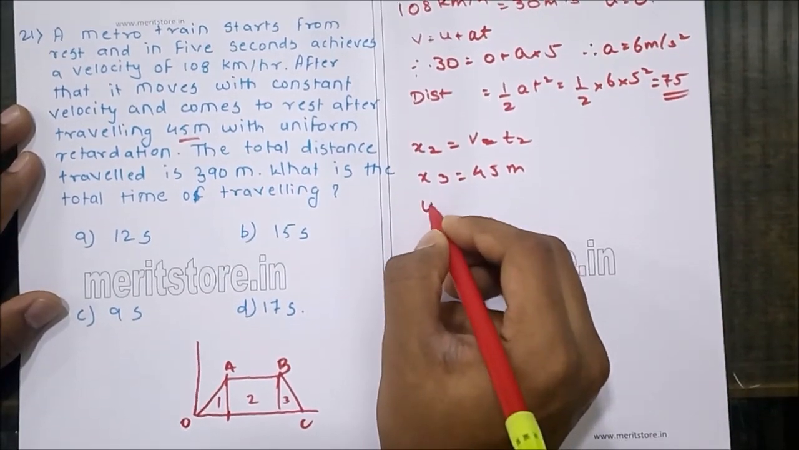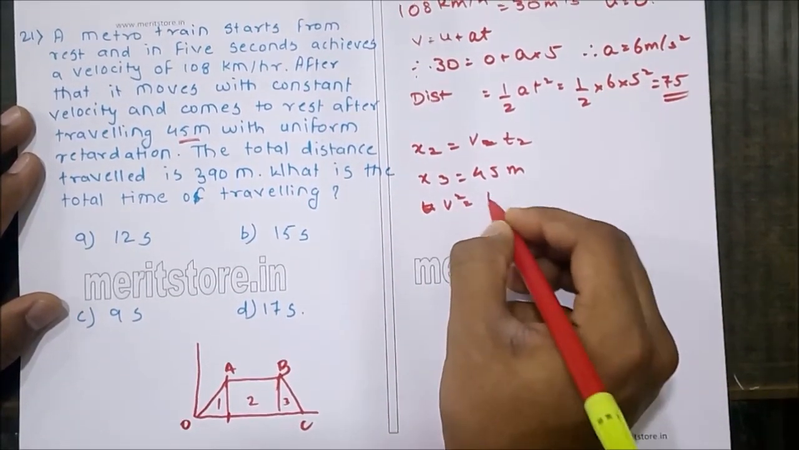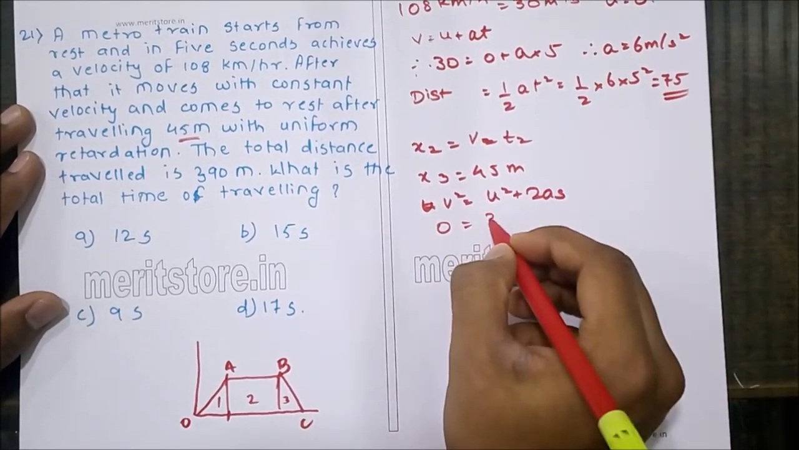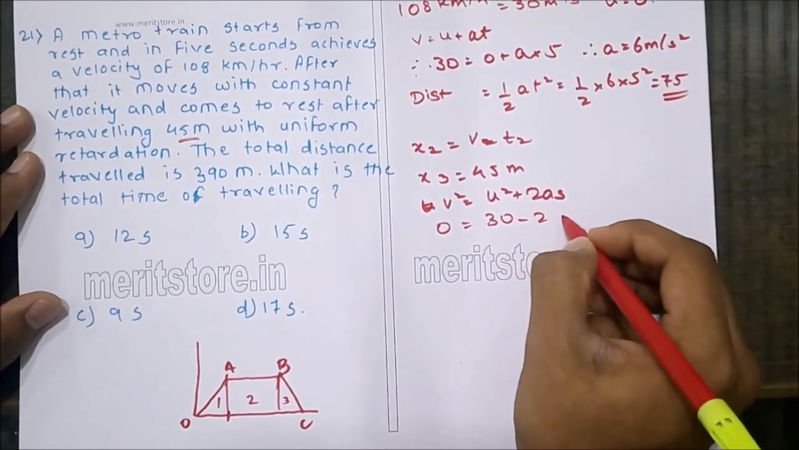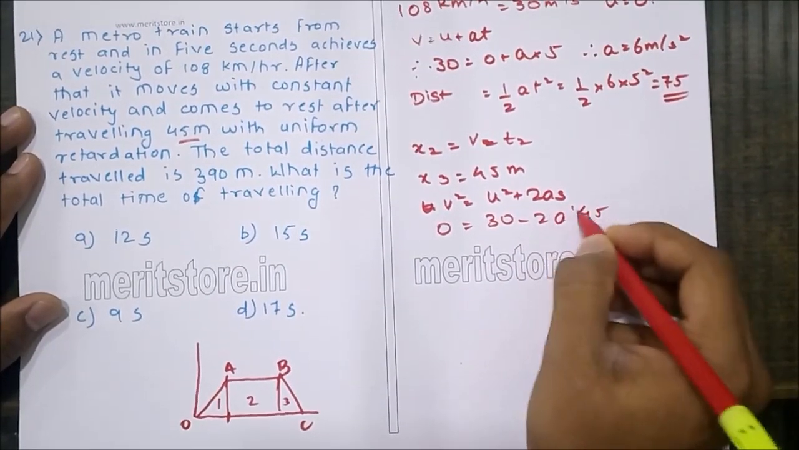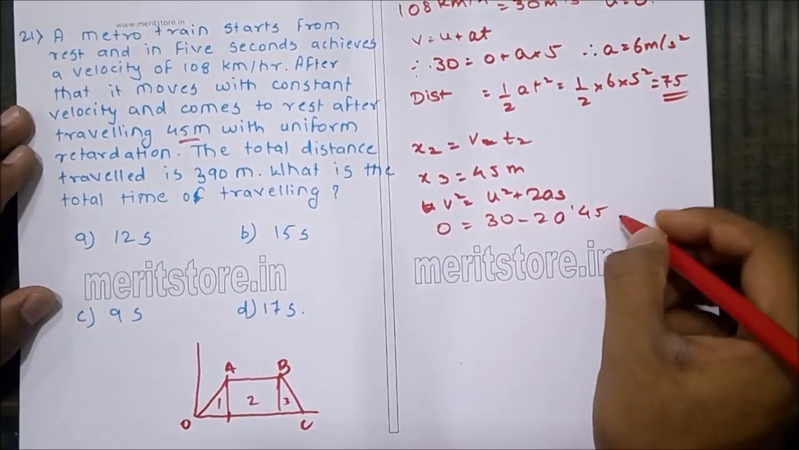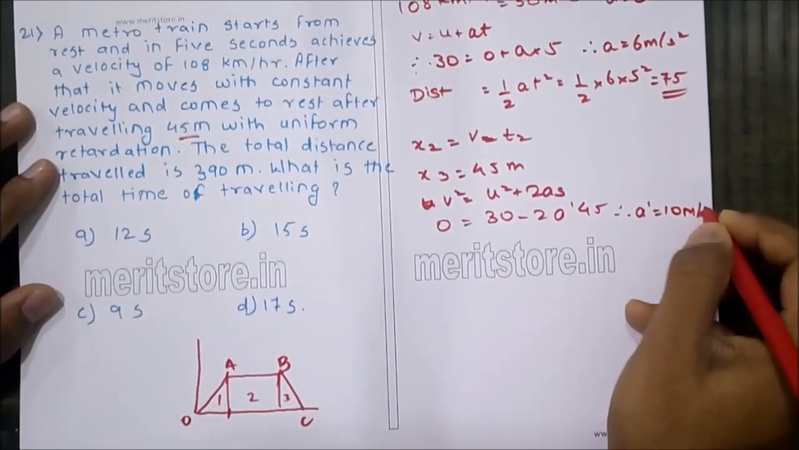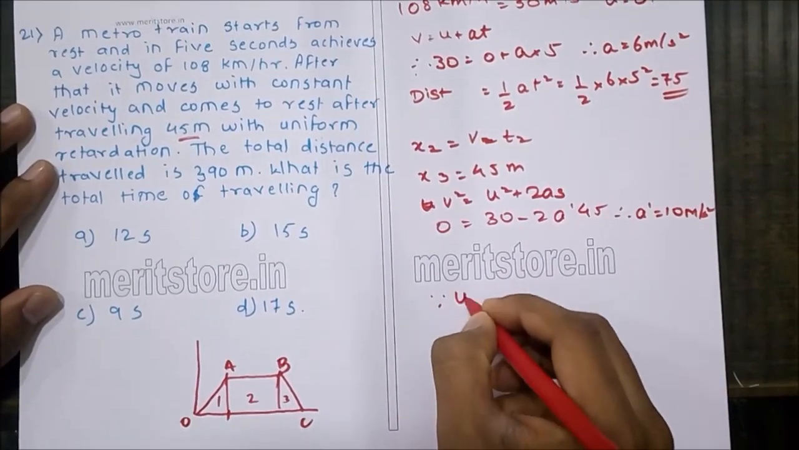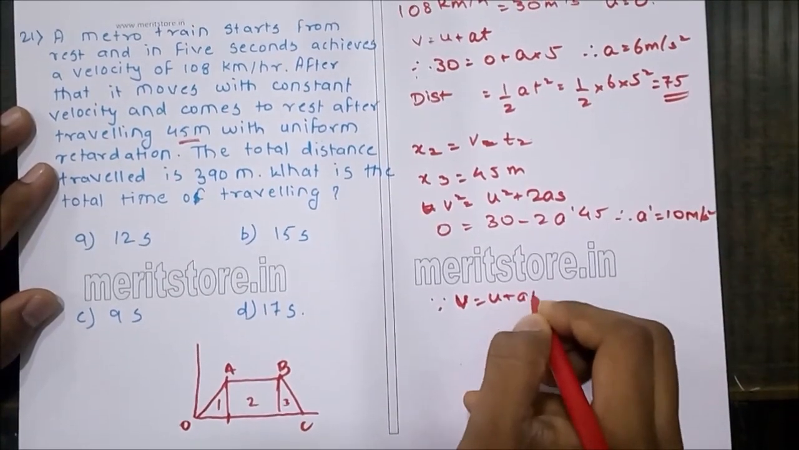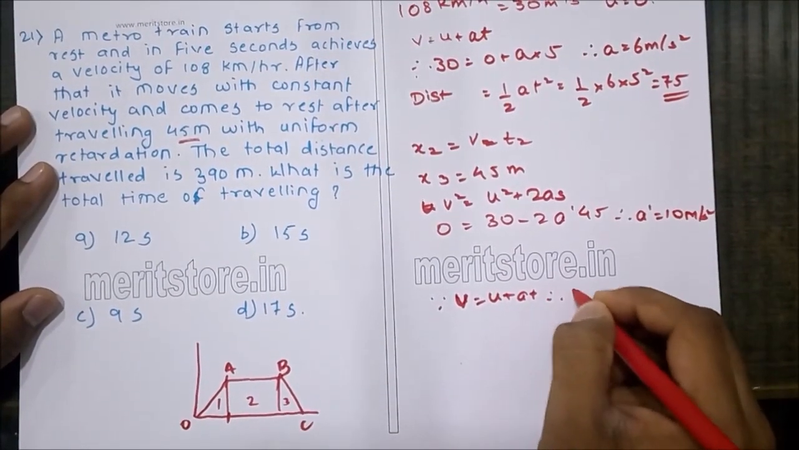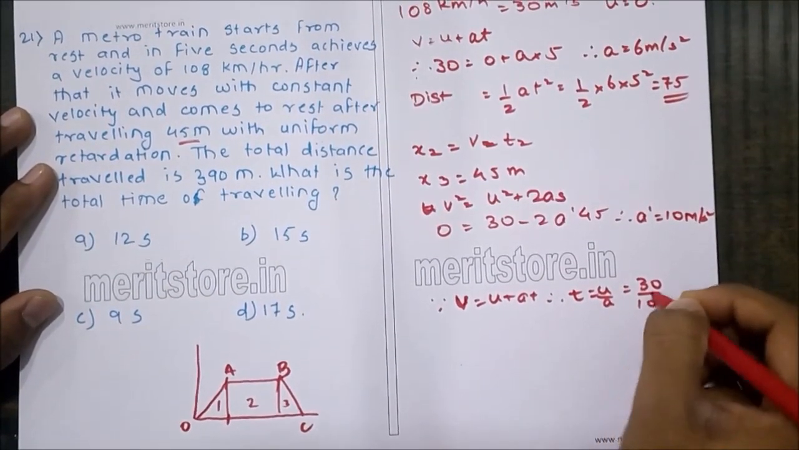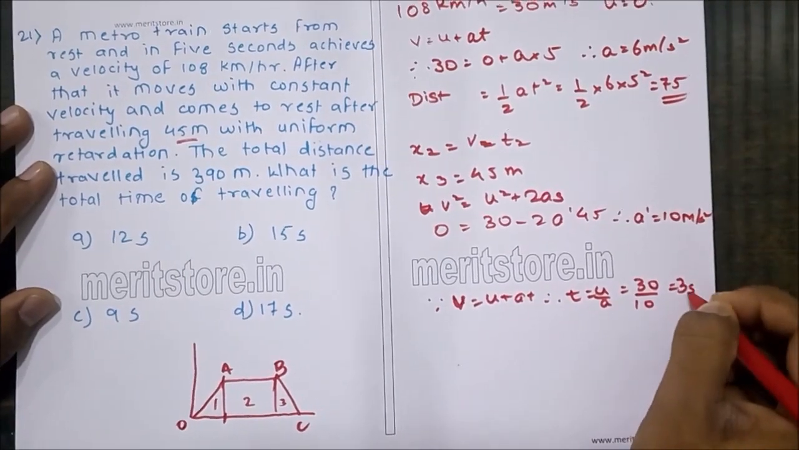So using v square equals u square plus 2as, we get 0 is equal to 30 square minus 2 times a dash times 45. Here a dash because we don't know exactly what is the rate of retardation. Therefore a dash we get as 10 meters per second square. If we are using v is equal to u plus at, we get t is equal to u by a, which is nothing but 30 by 10, which is 3 seconds.